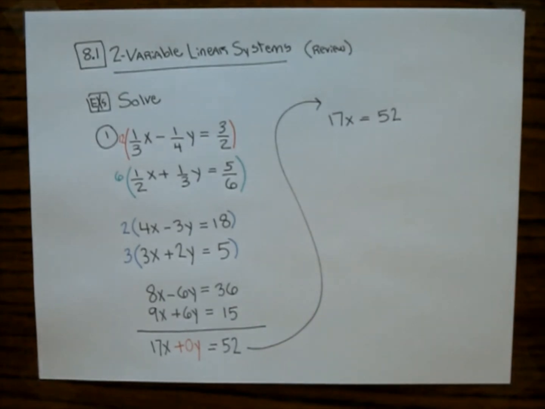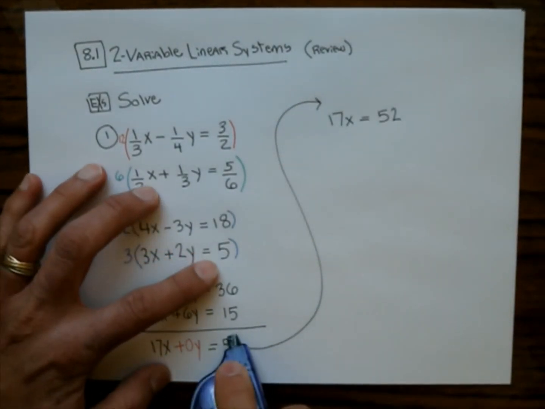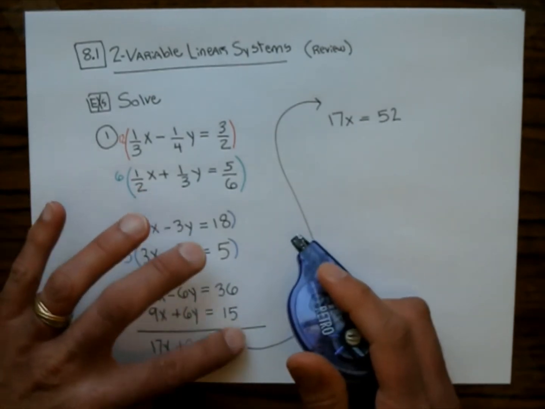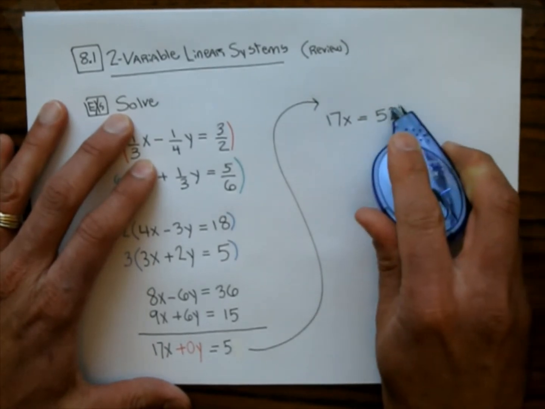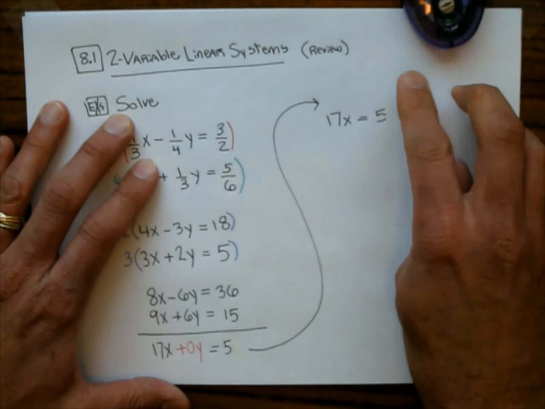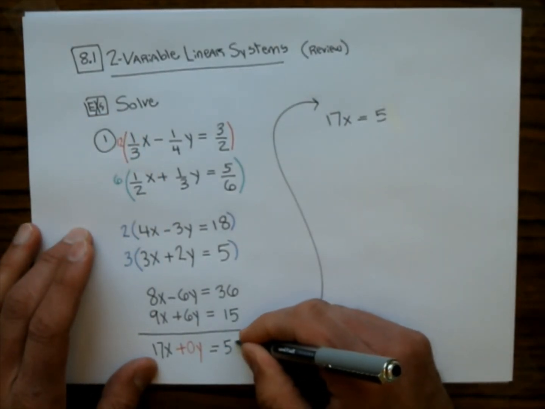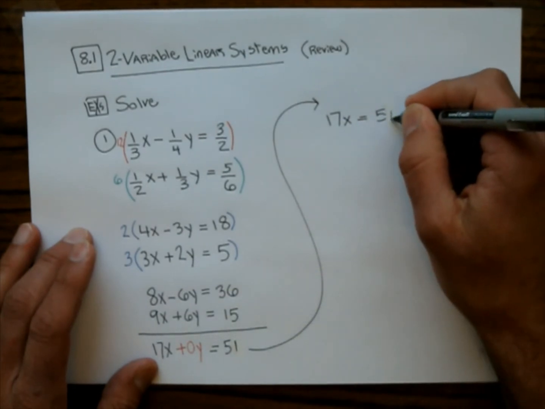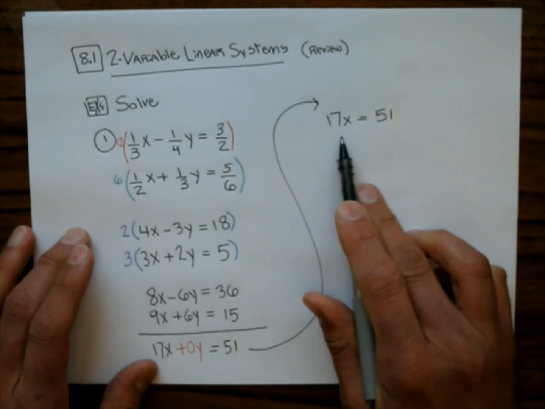Okay, so that's not 52, is it? That's 51. Great arithmetic on my part. Okay, come on, whiteout. Do your job. Okay, this is what happens when you try to do this on a Monday. So 51. I was figuring something was not looking right.